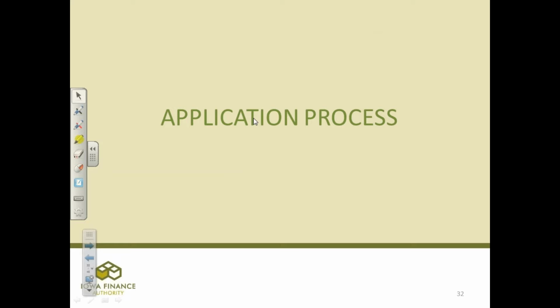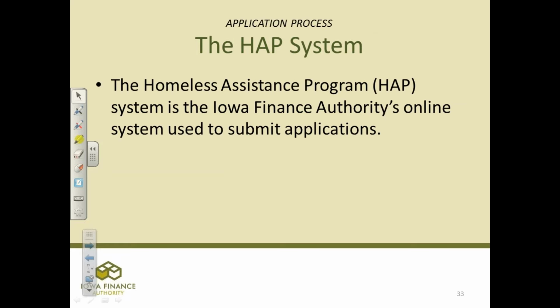Okay, application process. All right, the HAP system, that's what we call our application system. It is, again, entirely online, which we really like. It works really well for us. We're able to pull data from there very easily, and that's very helpful. So it's a homeless assistance program system.